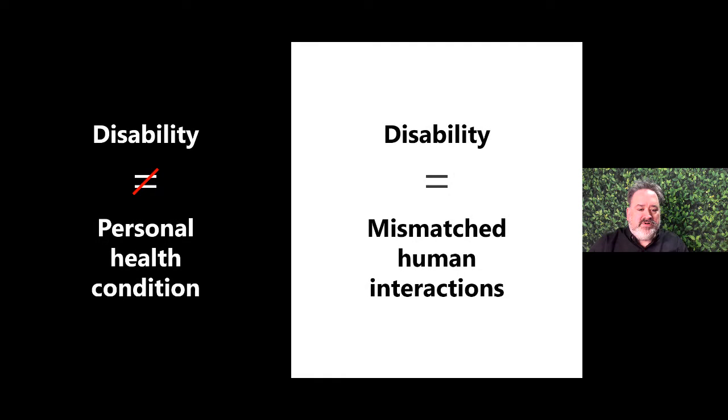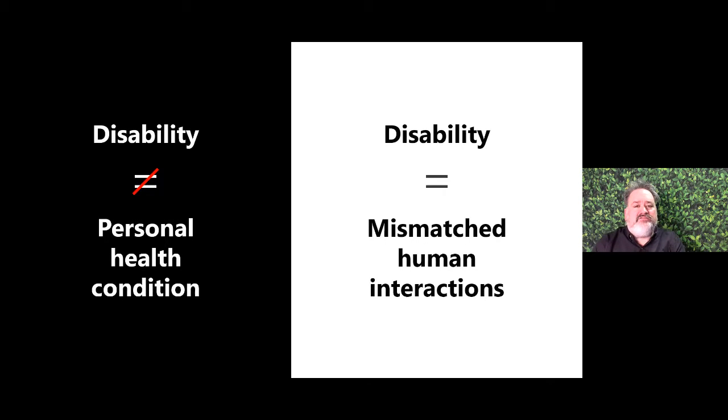The way that we look at disability was really influenced in 2014 by how the World Health Organization redefined their definition of disability. They changed it from a personal health condition to a mismatch in human interactions between a person and their environment. So what does that mean?